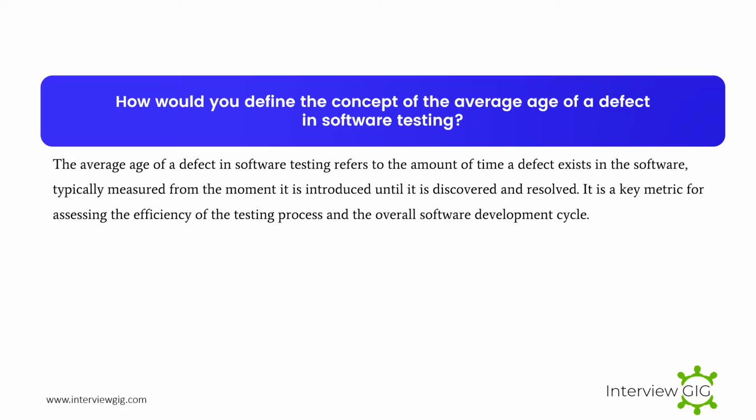How would you define the concept of the average age of a defect in software testing? The average age of a defect in software testing refers to the amount of time a defect exists in the software, typically measured from the moment it is introduced until it is discovered and resolved.